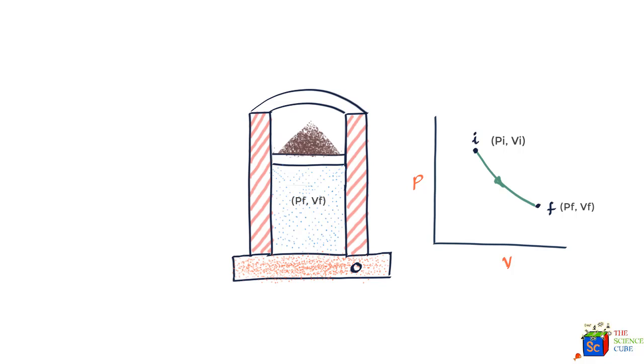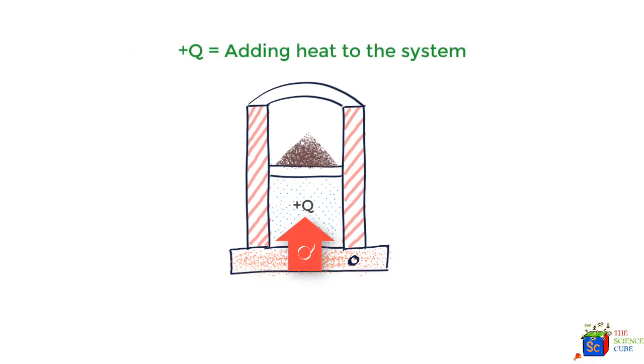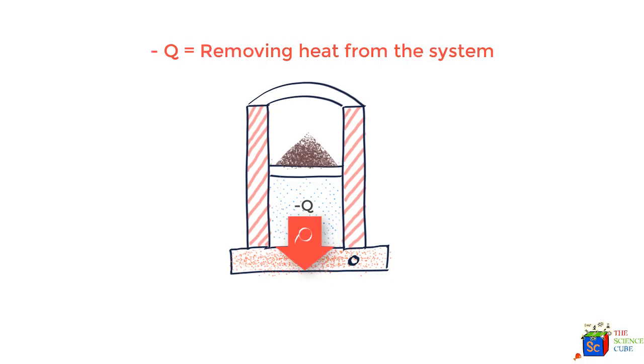So during any thermodynamic process, two things can happen. One, heat can be transferred into the system or the gas from a thermal reservoir, and when heat is transferred into the system, we learned in the earlier lesson, it is called positive heat, or it can be taken out of the system, in which case it is termed negative heat.